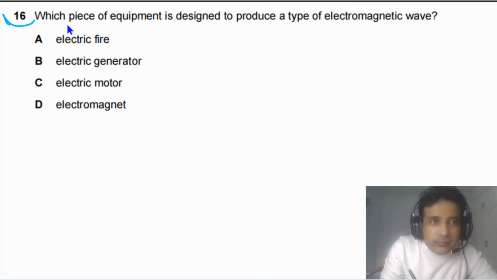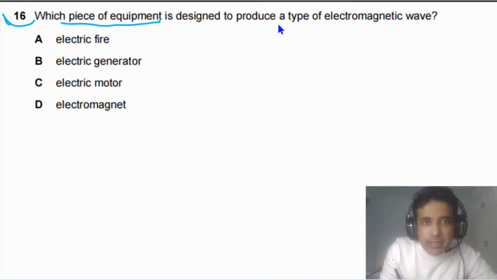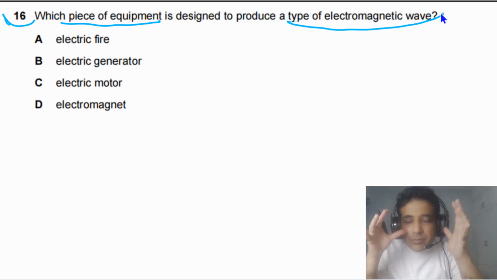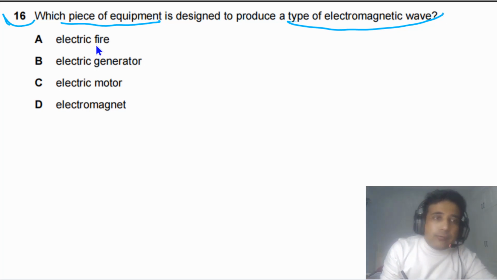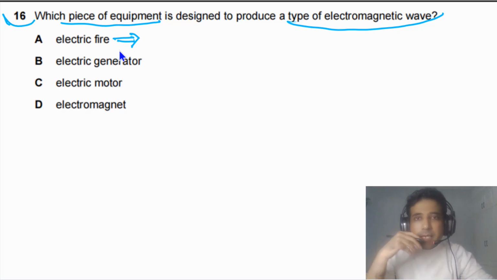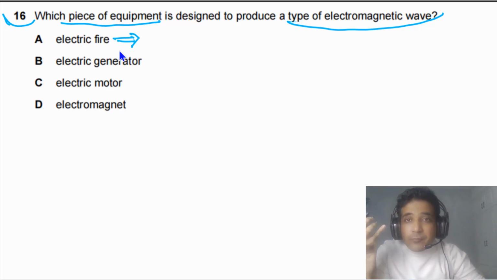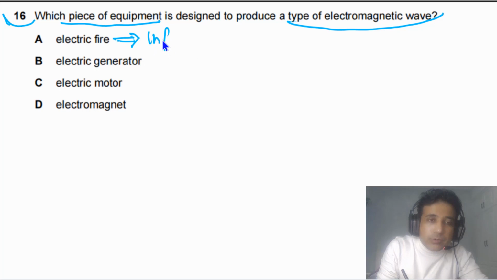Question number 16 says, which piece of equipment is designed to produce a type of electromagnetic wave? In the electromagnetic spectrum, we have 7 waves and all of them are electromagnetic waves. Now, if you look at option A, it is given to us electric fire. Electric fire simply means that it is emitting infrared radiation.